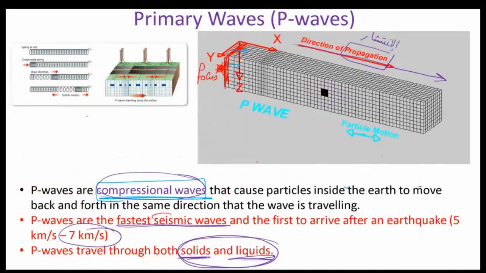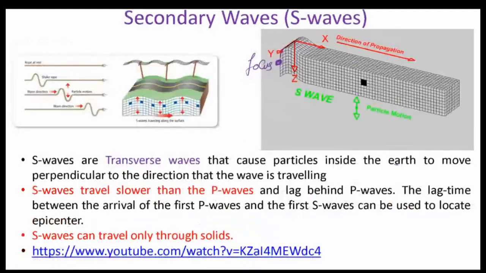As you see, a layer pushes the next layer, which pushes the next layer, and so on. So the vibration is in the same direction as the wave is traveling. So that's why it's very fast. While the S wave, the secondary wave, needs to shake up and down and then move. So each layer must be shaken up and down and then transfer this shaking to the next layer.